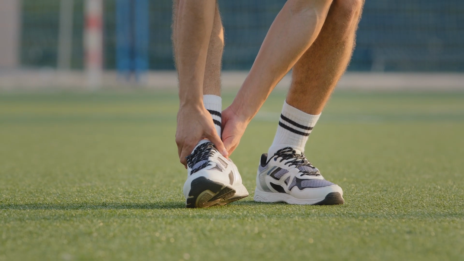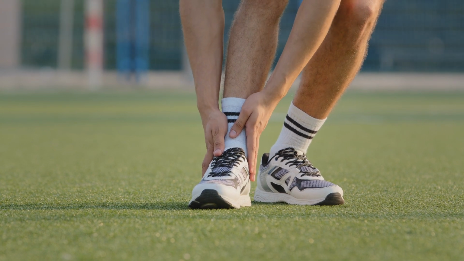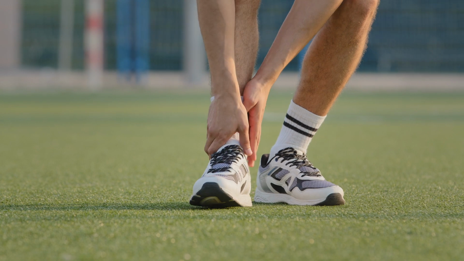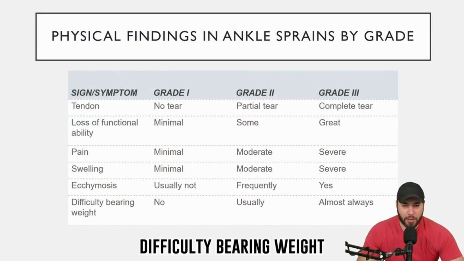Now grade 2 is where we see a partial tear in any of these ligaments. Some loss of function. Pain is moderate. Swelling is moderate, and there tends to be frequent bruising in the area. And sometimes they have difficulty bearing weight.